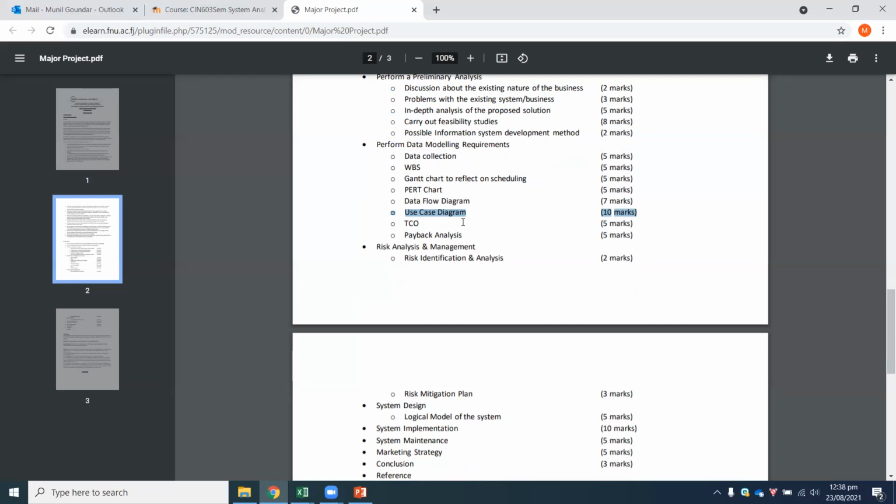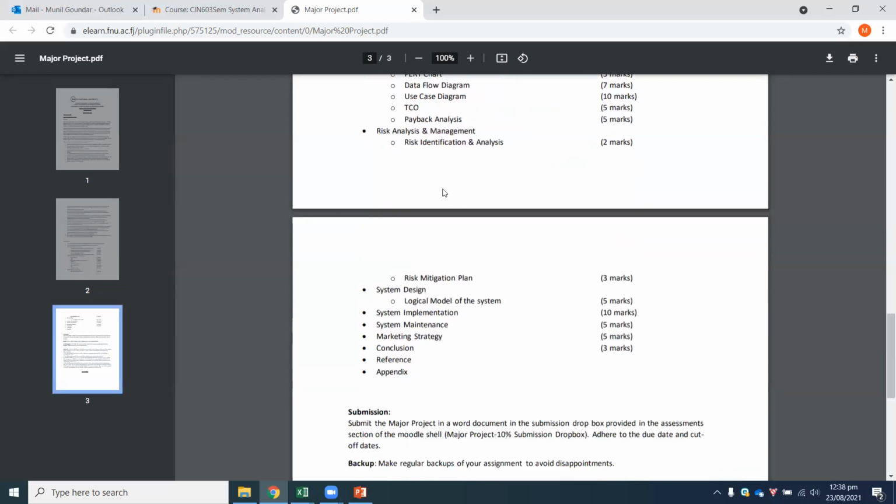Week 7, we'll also cover use case. We'll have a mid-semester break. Come week 8, we'll start looking at data flow diagram. And after that, within a week or so, we will look at TCO and payback analysis. All these, they go together, these two. Risk identification analysis, risk mitigation plan, we've also covered it up in the class. So you can work on it. By the way, we've also worked on logical model of the system.